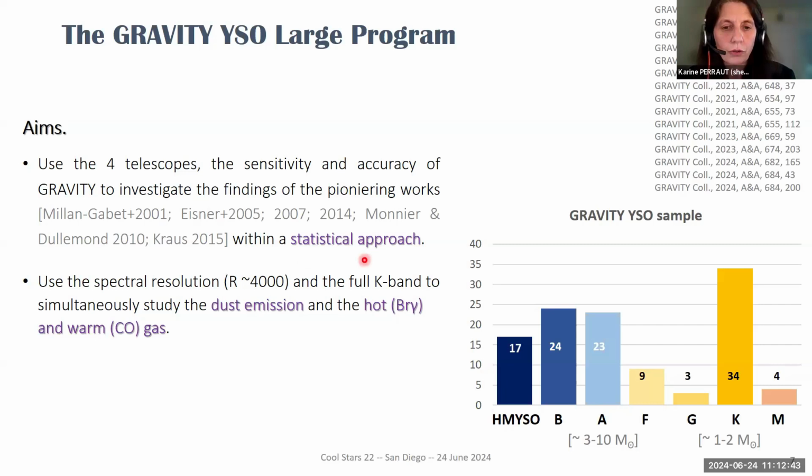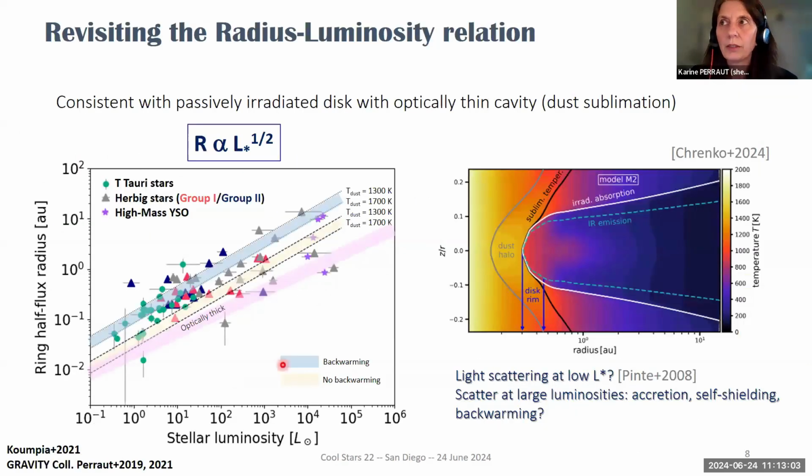Our idea is really to use the sensitivity and the accuracy of GRAVITY to lead a statistical approach on a large sample, and also to simultaneously study the K-band continuum, so the dust emission, and the hot and warm gas emission using the spectral ability of the instrument. With this huge sample that is also homogeneous in terms of data set and modeling, we can look for trends with the properties of the central star and also with the disk morphology.